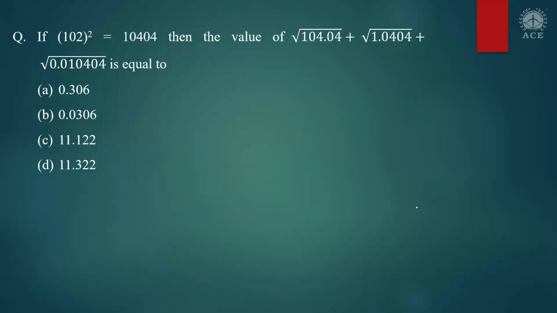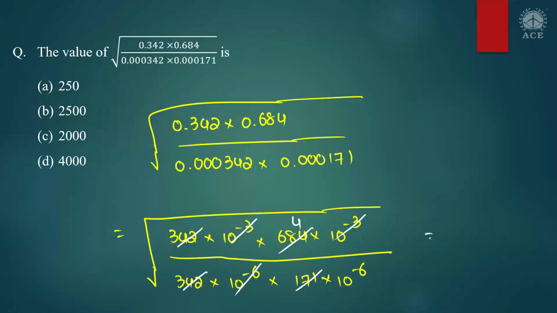What you will get altogether? Square root of 4 into 10 power minus 6. 10 power plus 6, right? The denominator is minus 6, so you will get plus 6 there. Okay, this is 2 into 10 cube, which is nothing but 2000. Option C, my dear friends, 2000. Clear?